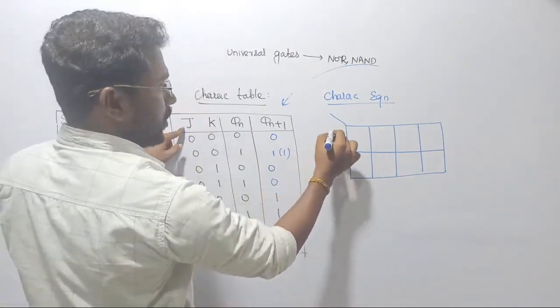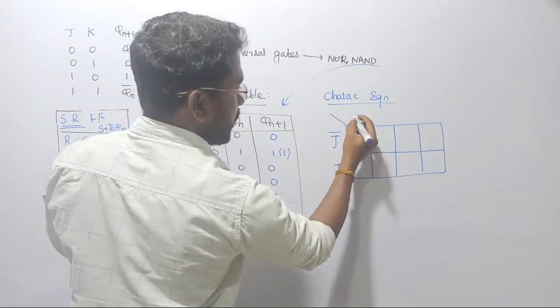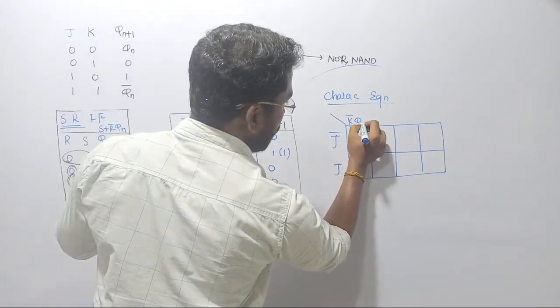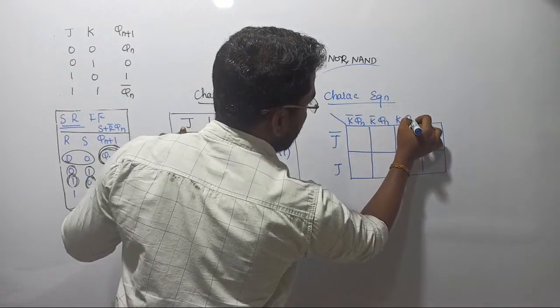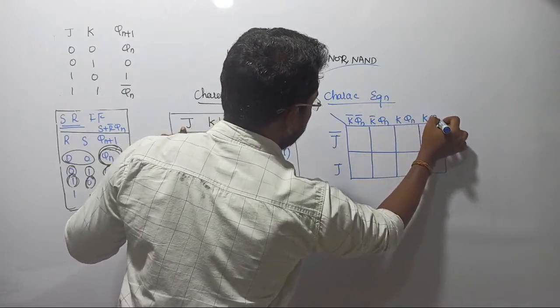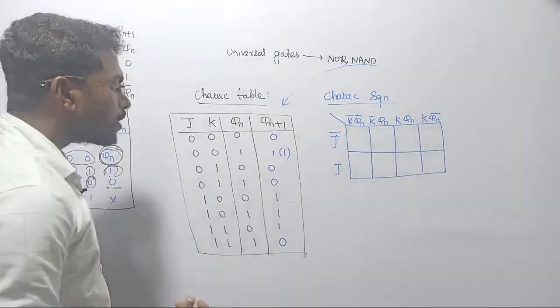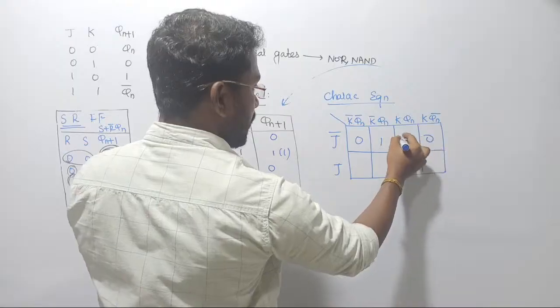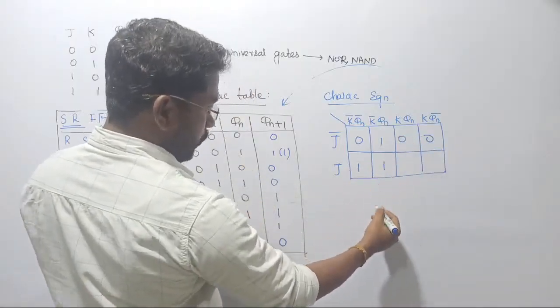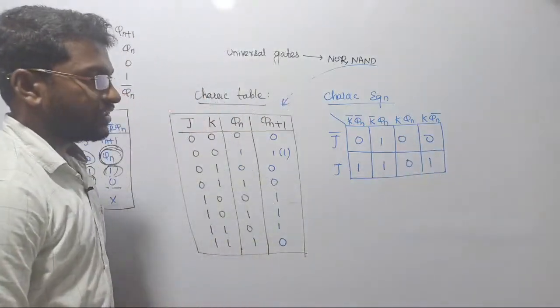First of all, we have to consider J bar, J. Here we are going to consider K bar Qn bar, K bar Qn, K Qn, K Qn bar. Fine. Shall we register? 0 and 1 we have value, 2 we don't have, 3 we don't have, 4 we have, 5 we have, 6 we have, 7 we don't have. Shall we start our journey?